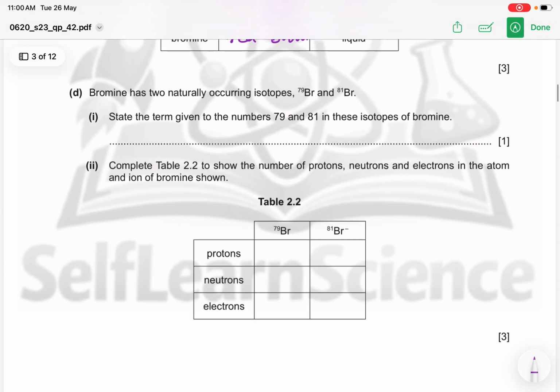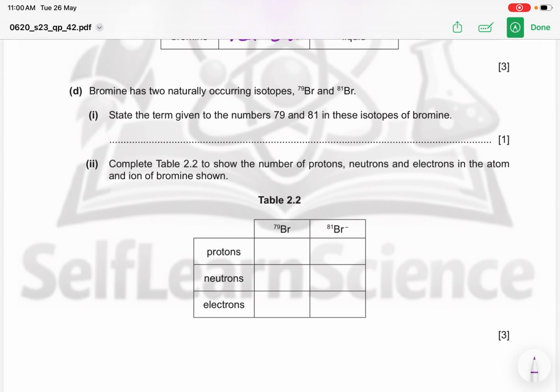Next, D. Bromine has two naturally occurring isotopes, bromine 79 and bromine 81. State the term given to numbers 79 and 81 in these isotopes of bromine. So this is mass number of bromine. Next, complete table 2.2 to show the number of protons, neutrons and electrons in the atom and ion of bromine as shown. These are very easy questions, and this should be done accurately. You should score full marks, so you should never go wrong in such type of questions.